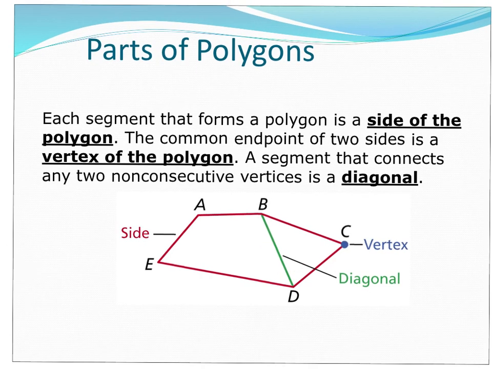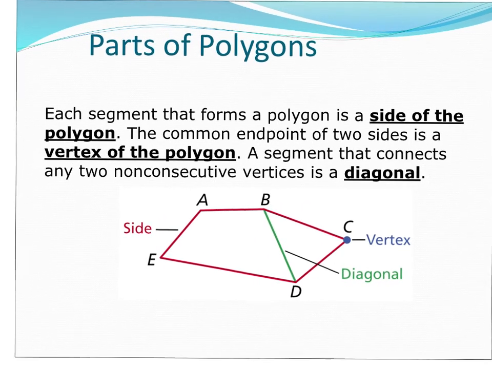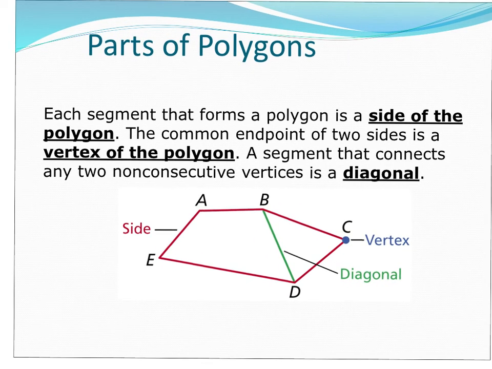So each segment that forms a polygon is called the side of the polygon. The common endpoints of two sides is called the vertex of the polygon. And then a segment that connects any two non-consecutive vertices is called a diagonal.